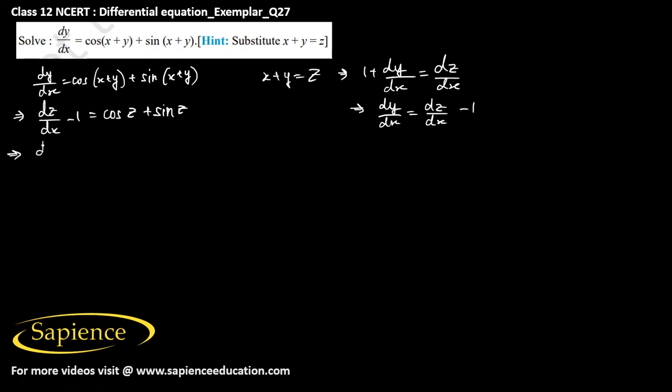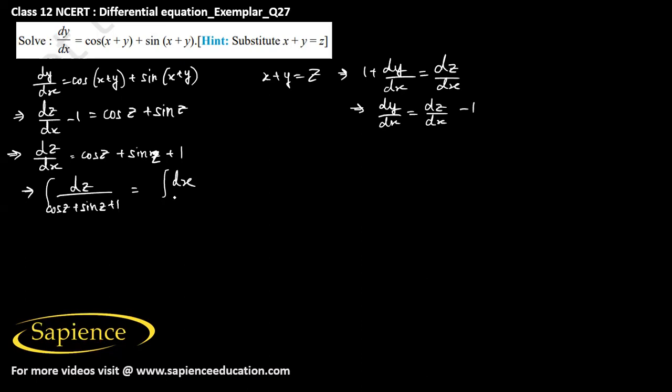So now this can be written as dz by dx equals cos z plus sine z plus 1. So this implies dz divided by cos z plus sine z plus 1 equals integral dx. So we have to integrate both sides now. So how to integrate this?